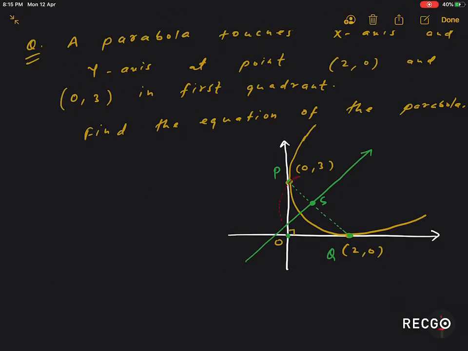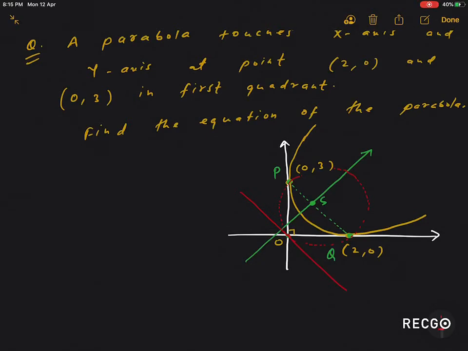So the point where this focal chord is intersecting the axis, let's say this focal chord is PQ, the point P is (0, 3) and Q is (2, 0). So this point must be the focus, and we don't know the coordinate of the focus yet. But yes, we have got that since the tangents, that is x-axis and y-axis, are perpendicular, these tangents must have been drawn at the end of the focal chord.